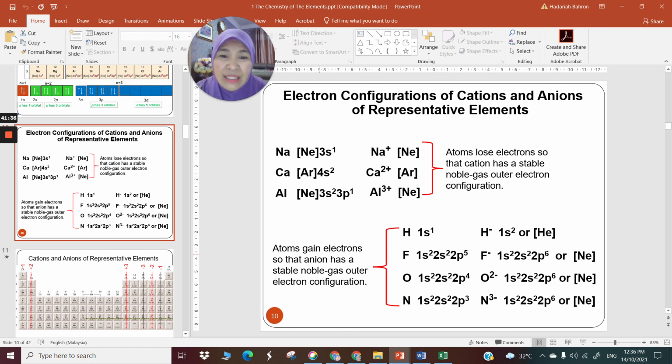So atoms gain electrons so that the anion has a stable noble gas outer electron configuration. For example, hydrogen will have to gain 1 electron to look like helium, sorry. And then fluorine, oxygen, and nitrogen will have to gain 1 electron, 2 electrons, and 3 electrons to look like the closest noble gas, which is neon. That is why you get metals becoming cations and non-metals becoming anions.